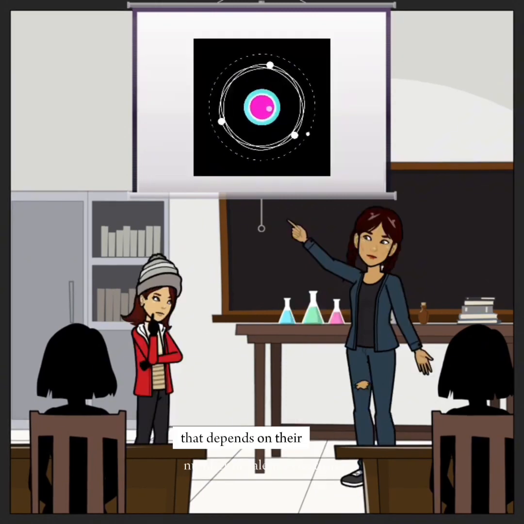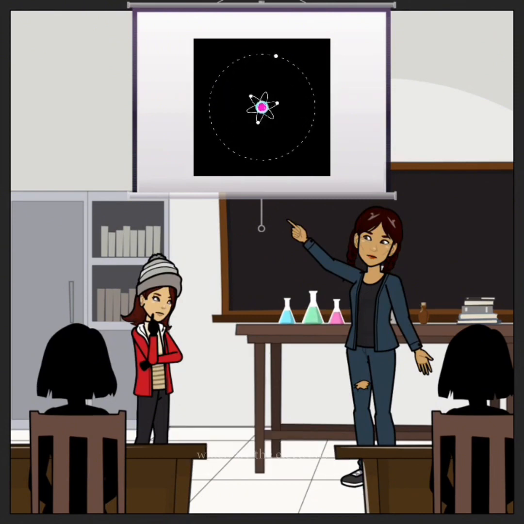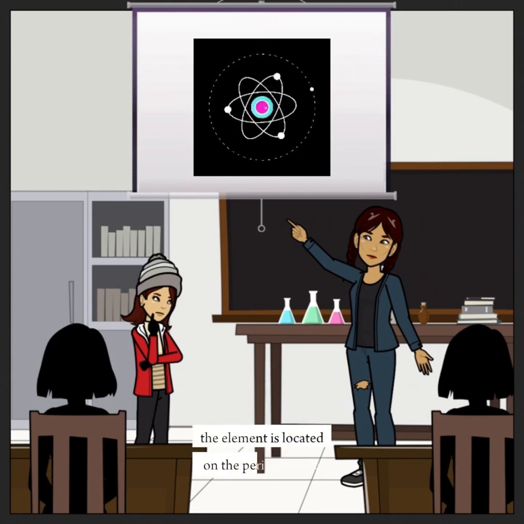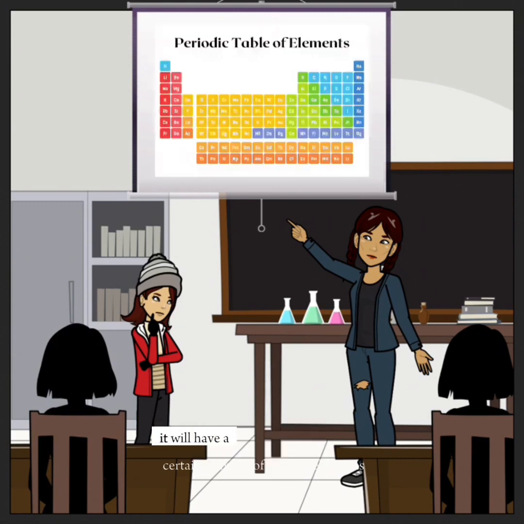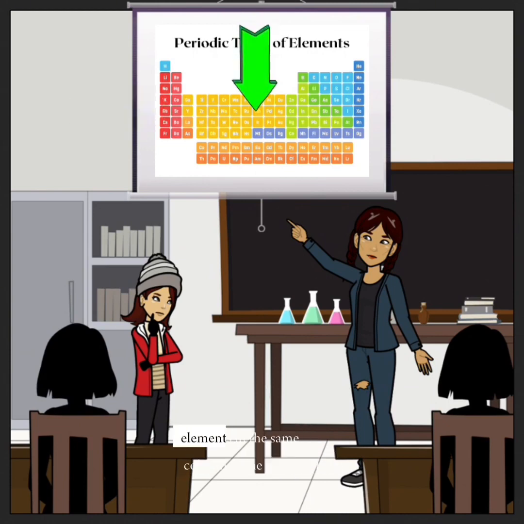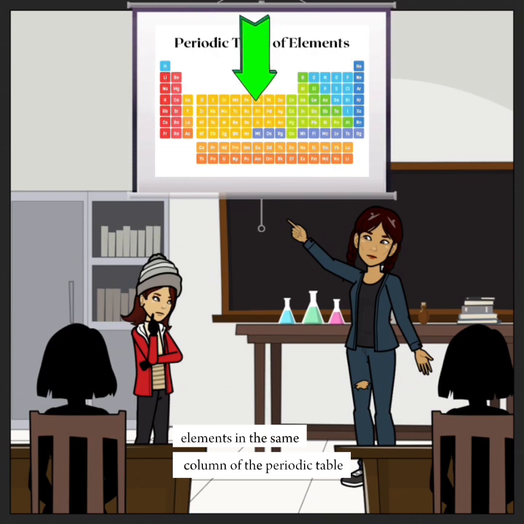That depends on their number of valence electrons, which are the electrons in the outermost shell of the atom. Depending on where the element is located on the periodic table, it will have a certain number of valence electrons. The periodic table is arranged in rows, called periods, and columns, called groups or families. Elements in the same row of the periodic table have the same number of electron shells. Elements in the same column of the periodic table have the same number of valence electrons.